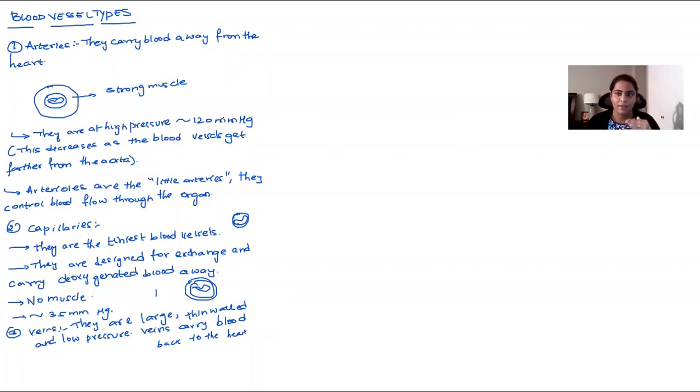They are always at high pressure, and as they move away from the heart, the pressure decreases. Okay, it is usually 120 mmHg near the heart. Now arterioles are nothing but little arteries, and they help in the blood flow. Capillaries are the tiniest blood vessels, and they are designed for exchange, and they carry deoxygenated blood away. And there's no muscle. In the capillaries the pressure is 35 mmHg. It can go even to 10 mmHg also.